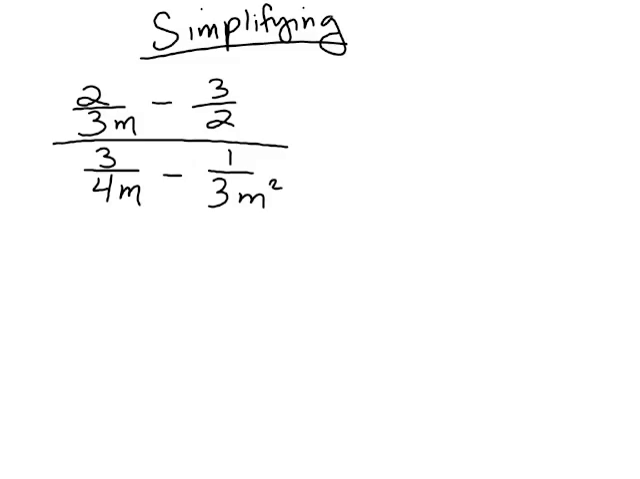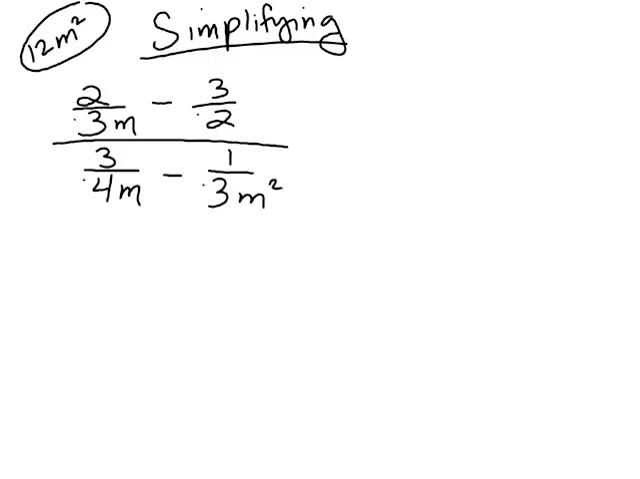The first thing I need to do is find the lowest common denominator for all of my fractions. So here's our denominators, a 3m, 2, a 4m, and a 3m squared. So the lowest common denominator, what's the lowest number all of those will go into? Is it 12? And then I need an m squared. That's my smallest term. So there's my common denominator, 12m squared. So the first thing we can do is go through and make all our denominators 12m squared.